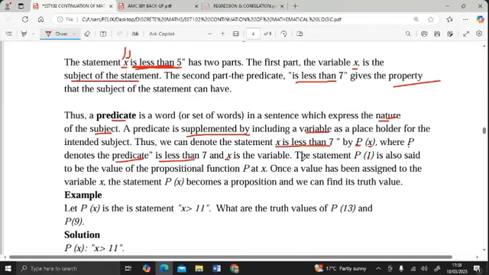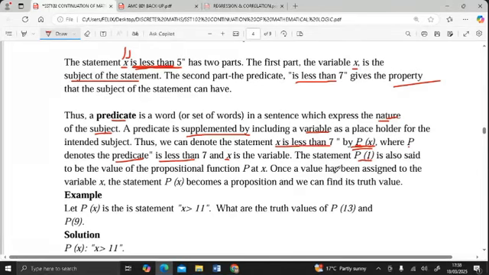Thus, we denote the statement X is less than 7 by P of x. P is actually the property, x is the variable. You can see that that property is the one that we call predicate. "Is less than" is actually the predicate, and x is the variable. So that if we have, let's say, a certain value of x here, then, by the way, we call this a propositional function. P of x is a propositional function.